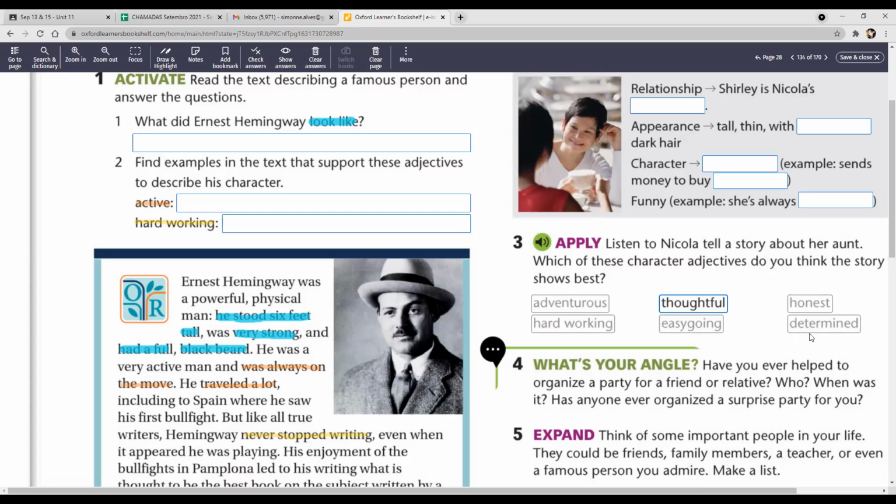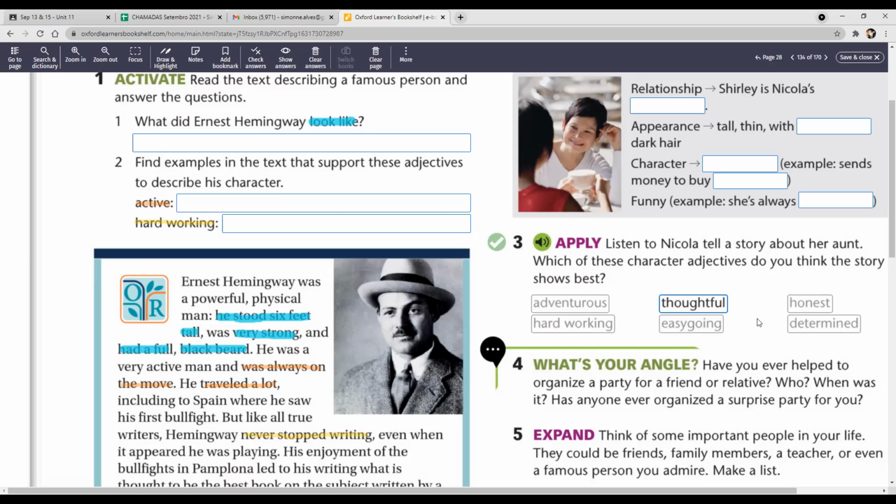Okay. I think if we click on a different one, it eliminates the other. So I guess there's only one possible answer. The moment I click here, look. Yes, so I guess there is only one option. So thoughtful is the best one. Let's check. Yes, that's the only one.